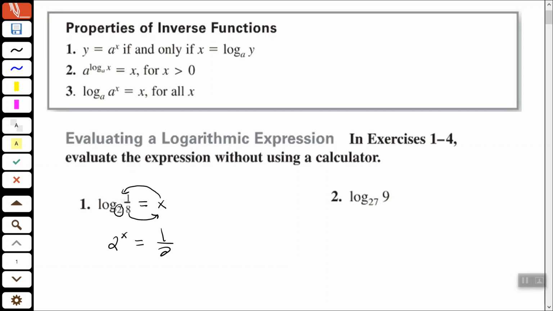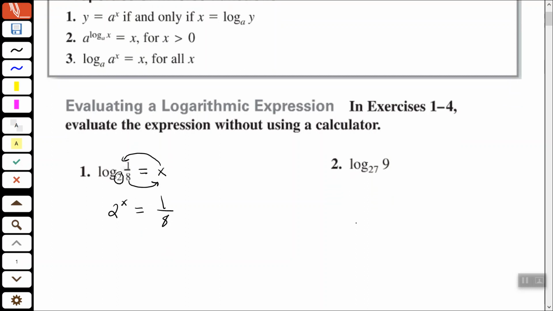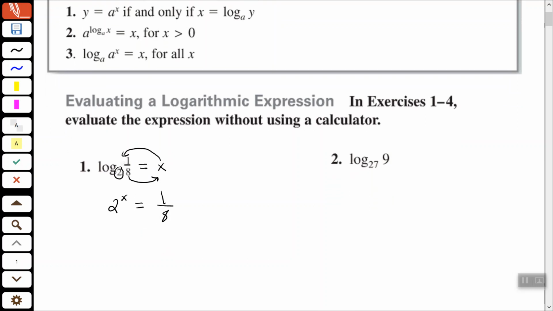So in other words, log base 2 of 1/8 is the same as 2 to the power of x equals 1/8. You see the base stays the base. Whatever's on the opposite side of the equal sign becomes the exponent, and the original logarithm's value goes to the other side of the equal sign. Then our goal here is to solve this for x.